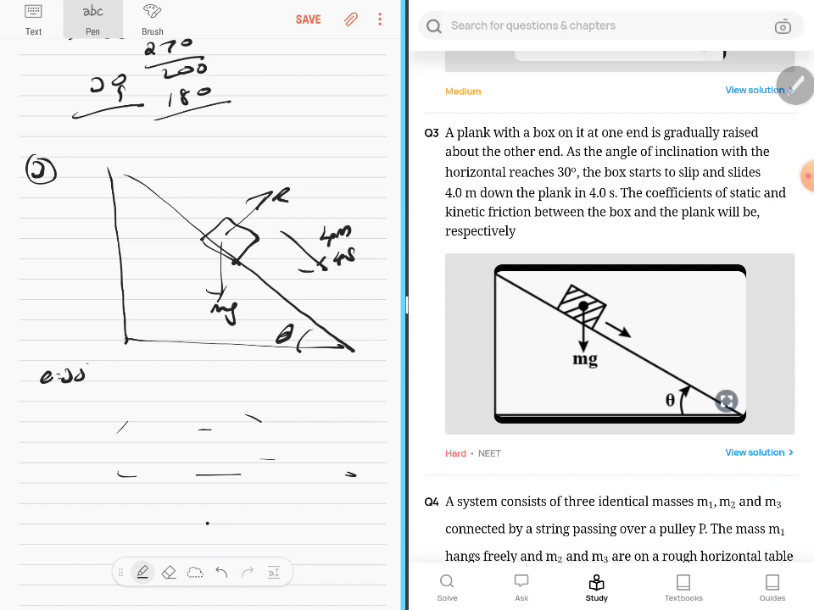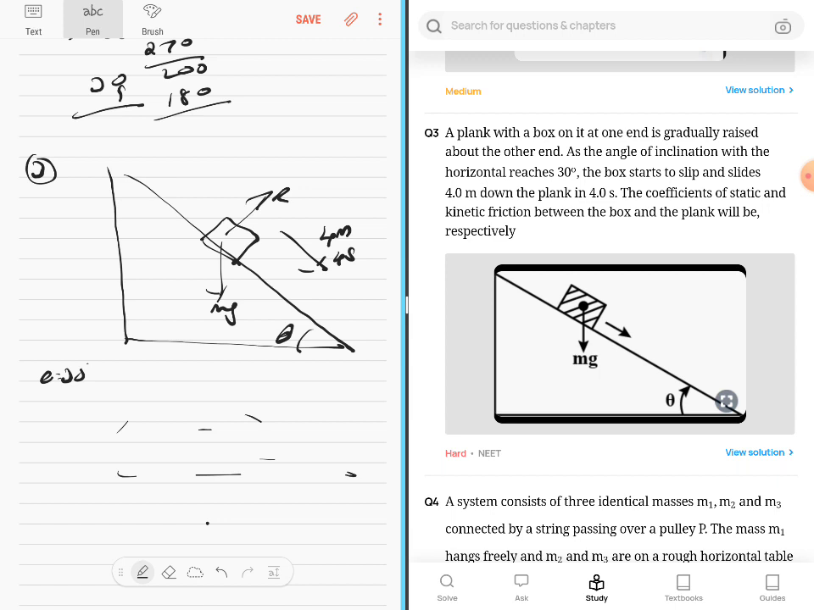The coefficient of static friction and kinetic friction between the box and the plank will be, respectively, it's not been given again. So we are supposed to find the coefficient of static friction and the coefficient of kinetic friction based on this information, okay? So given that the plank with the box on it at one end is gradually raised, at exactly 30 degrees the block starts to slip and slides down by 4 meters in 4 seconds. Okay, that's the given information.